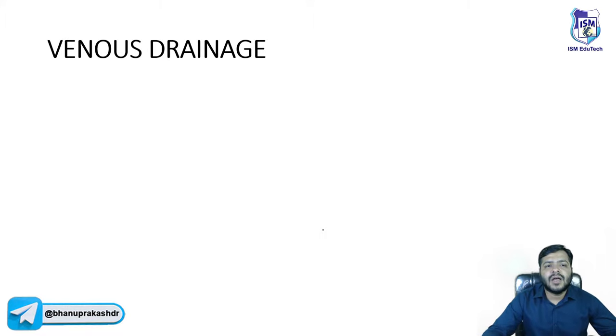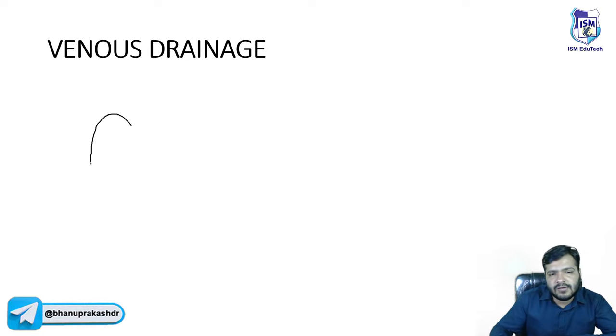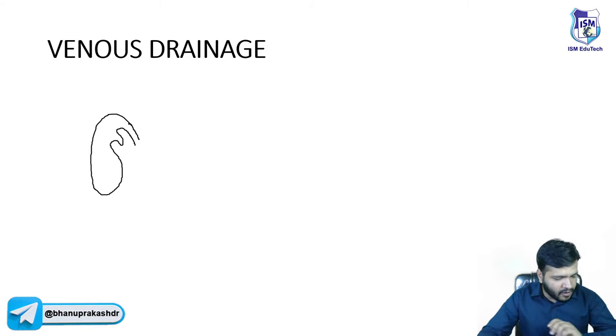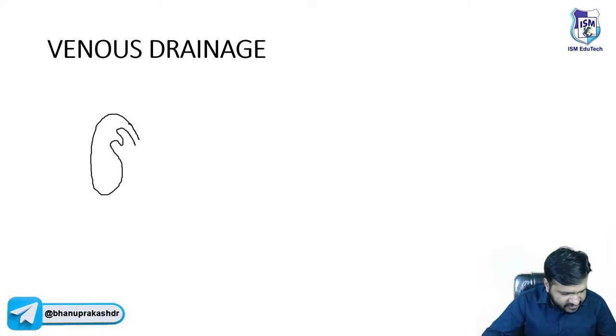Now, coming on to the venous drainage. Suppose this is the gallbladder, and you should remember the vein which is draining the gallbladder. Can anyone tell me the vein which is draining the gallbladder? I want answers from everyone in the chat box.